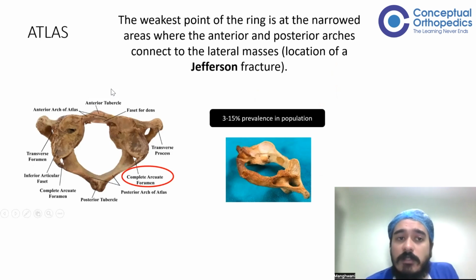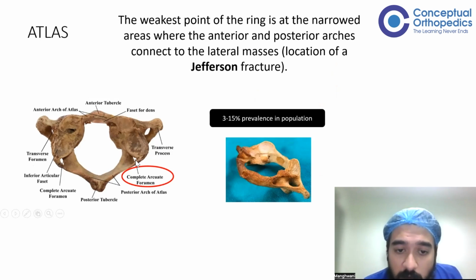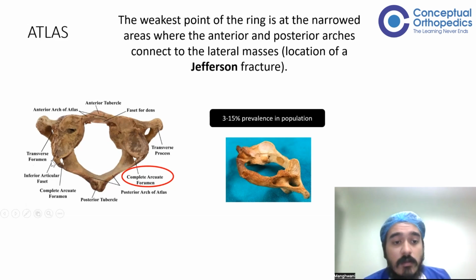Now, the first bone of the spine is the atlas. So now the atlas basically consists of the anterior arch and the posterior arch. There is an anterior tubercle, there is a posterior tubercle. Transverse process is present. Along with that, there may be a complete arcuate foramen that you see over here, which may be absent in some patients. This is the inferior articular facet, transverse process, and there would be a superior articular process as well.